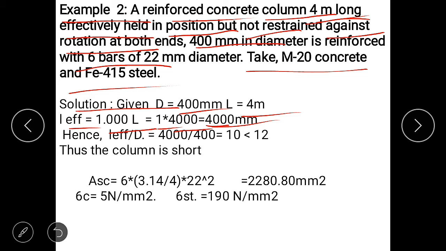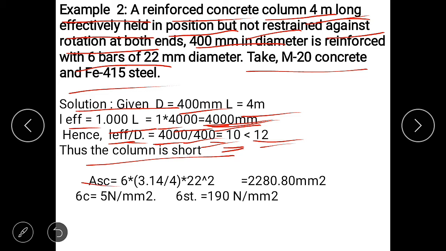So we find whether our column is long or short. L effective is 4000 and diameter of column is 400. So 4000 divided by 400 is 10. The value 10 is smaller than 12, so this column is called a short column. If the value is greater than 12, the column is called a long column and designed as a long column. But now this column is a short column because the value is smaller than 12.